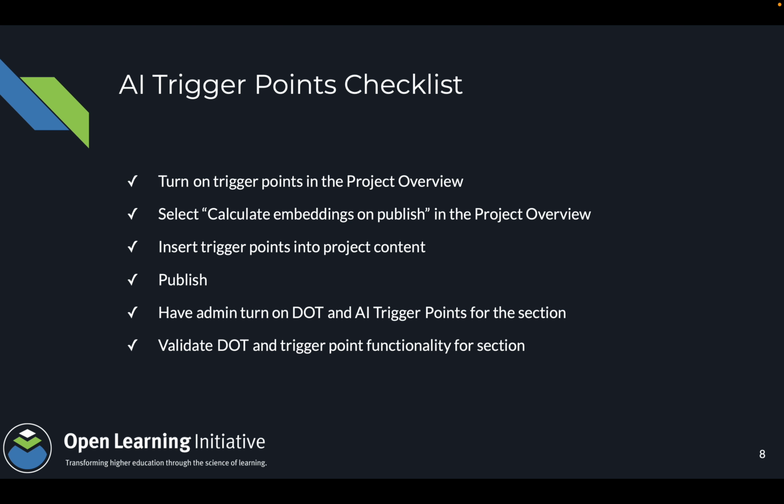Then, as I mentioned before, you do need an admin to turn this on section by section. So if you have a course section where you want to use it, then an admin would have to go in for that section and turn it on. Any other sections, by default, even though you've inserted that AI trigger point content in the authoring interface, the trigger points are not going to appear in that section unless it's been enabled.